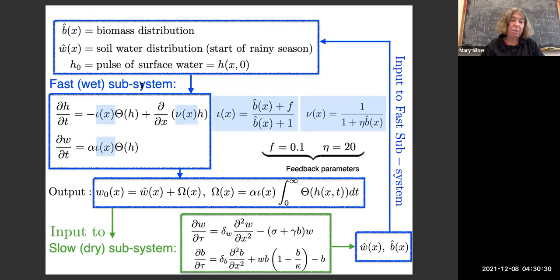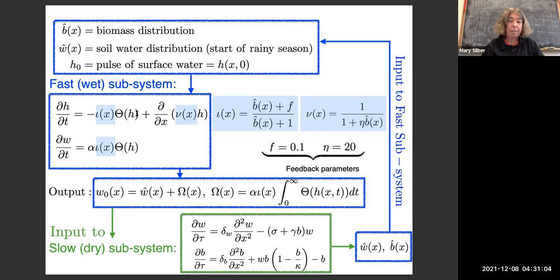If we start with just this fast subsystem, we need as input to that the biomass distribution, because that's going to determine the infiltration rate at each location and the overland speed. I'm now making this velocity, once it's been non-dimensionalized, only depend on the biomass at each location. The infiltration also only depends on the biomass. So these are the two feedbacks in these parameters.